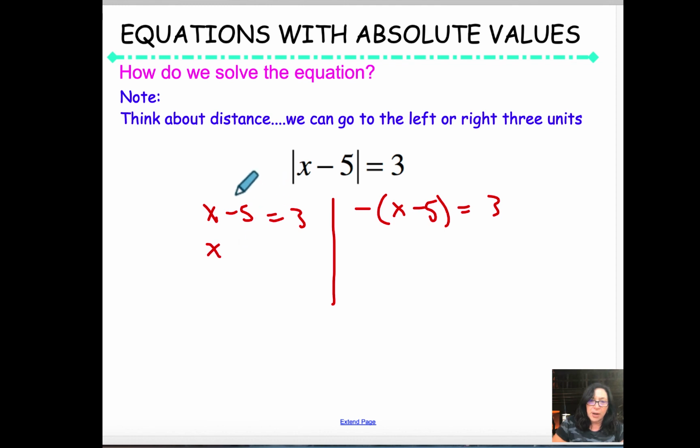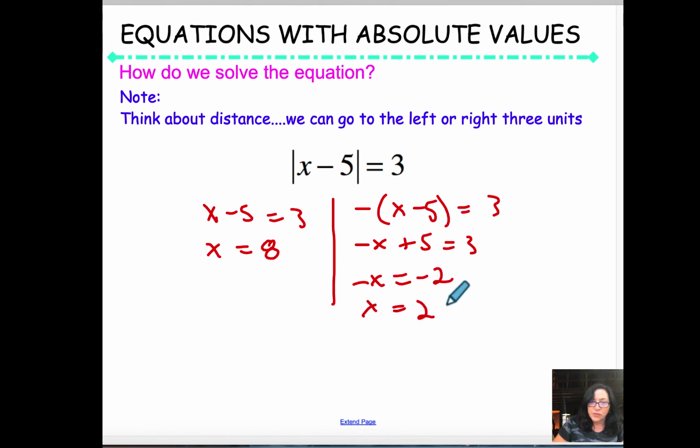So we have x, we're going to add 5 to both sides. I get x equals 8. I'm going to distribute, I get negative x plus 5 equals 3. Subtract 5, I get the opposite of x equals negative 2, x equals 2. And of course, you can always check your answer, x equals 2 and x equals 8. It's an equation. I'm going to put my answers in solution sets, and I'm going to try to put them in increasing order. So we're going to say 2, and then I'm going to say 8, okay.